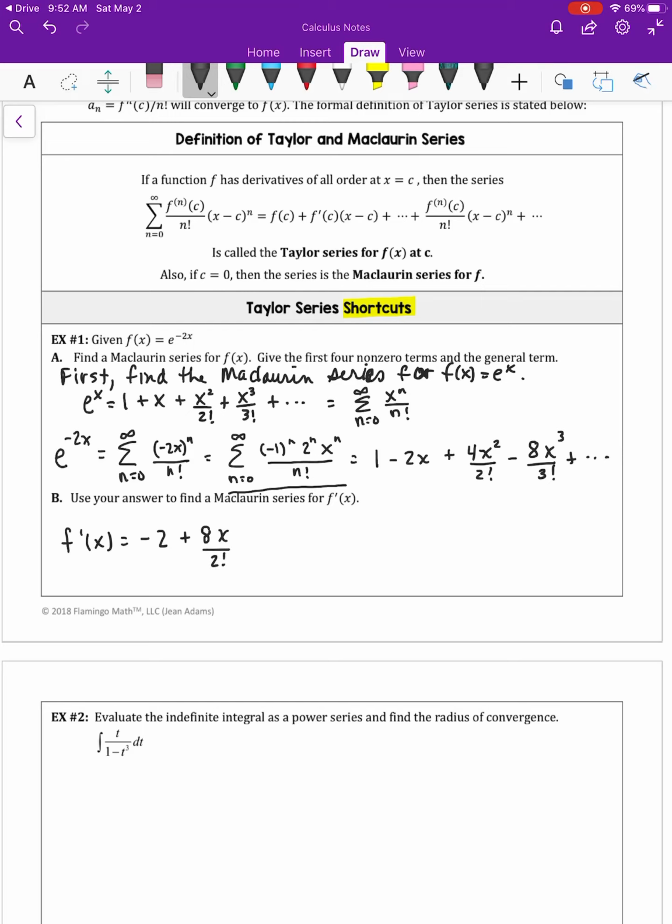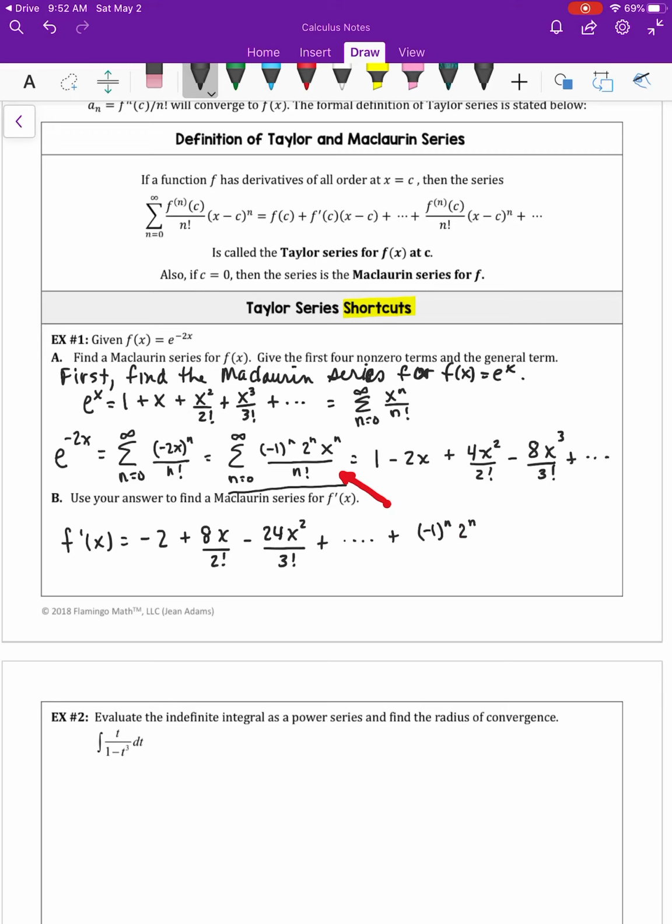The derivative of 4x^2 over 2 factorial: I'd bring the 2 down times the 4, reduce x to the 1, and you still have 2 factorial there. And then the derivative here, I'd bring the 3 down times the -8, which is -24. I'd reduce my x to the second, and then you still have your 3 factorial on the bottom. And so there's your derivative.